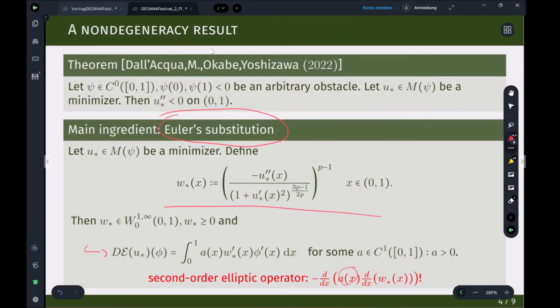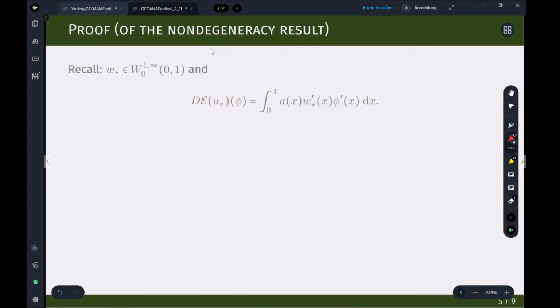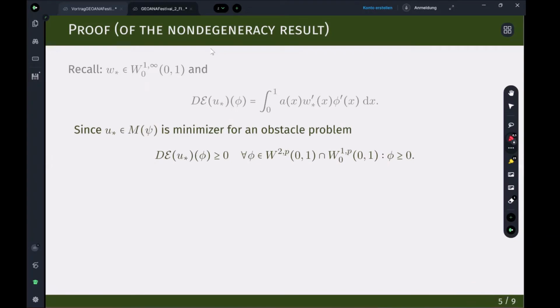So we will now prove this non-degeneracy result. We have to prove that u'' is strictly smaller than 0 on (0,1). So how do we do that? Equivalently, one could prove that w star is bigger than 0 on the interval (0,1), and this we will prove. So recall the elliptic equation for this w star, and recall also that because u star is a minimizer, we have a super solution property here. This is what we will use now. And what does it now mean to be a super solution?